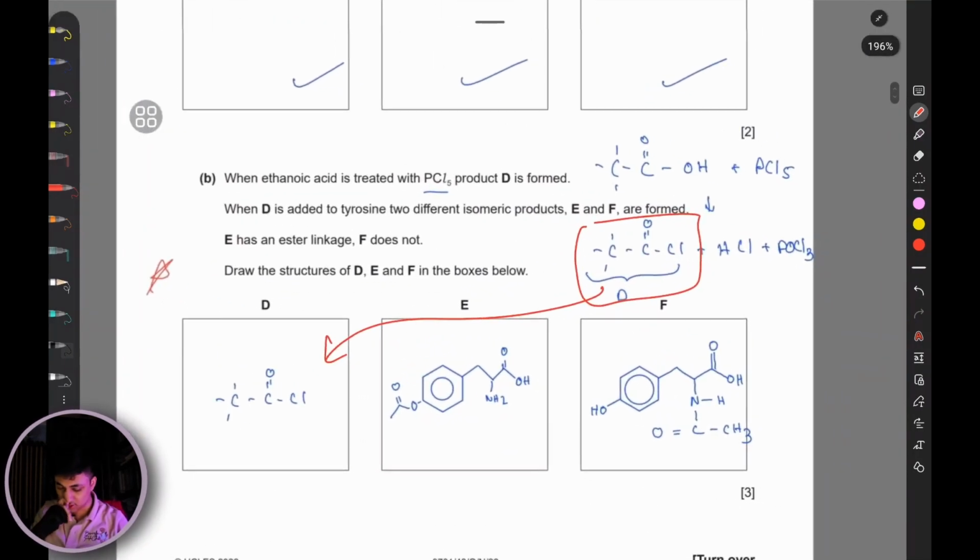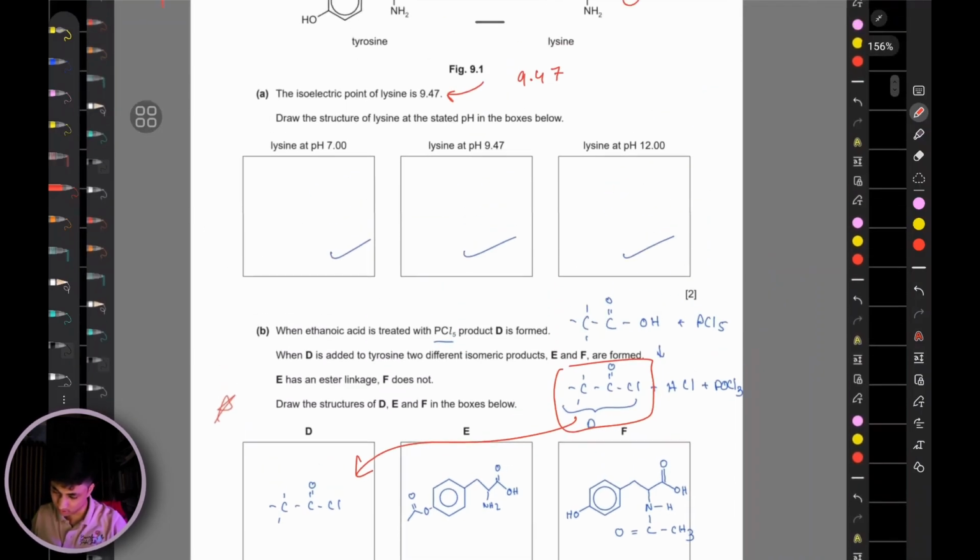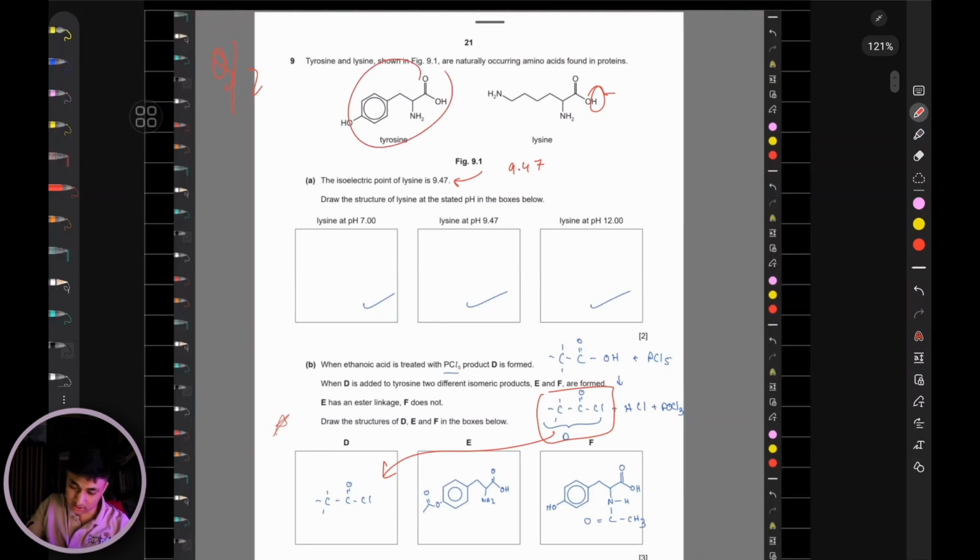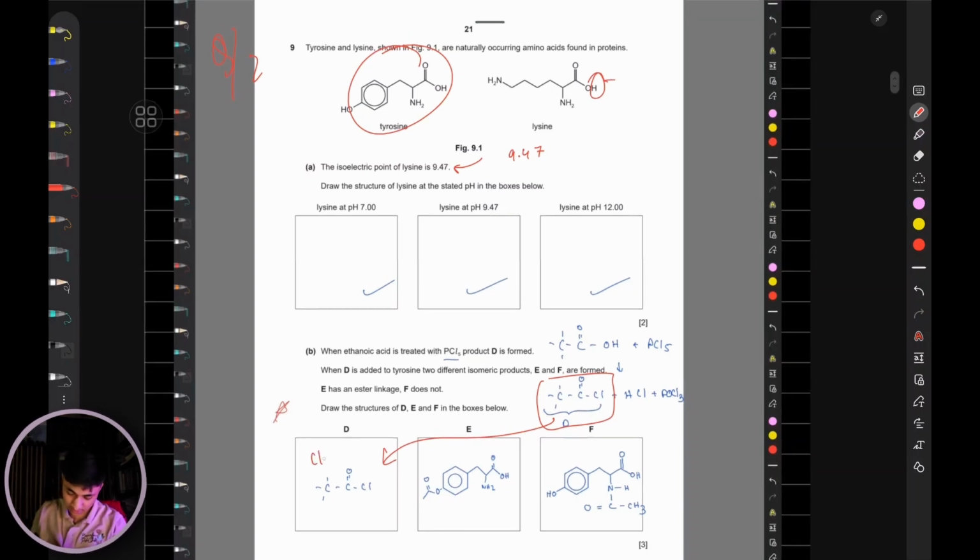And next, they're telling you that when D is added to tyrosine, where is tyrosine? Okay, so when D is added to tyrosine, it is going to form 2 different isomeric products. E and F are formed. So now when you add this CH3, C double bonded to O and Cl, and react this with tyrosine, it can react with 2 groups over here.